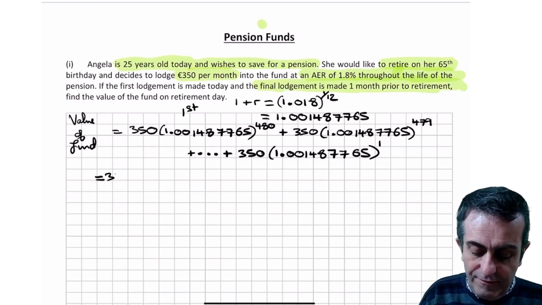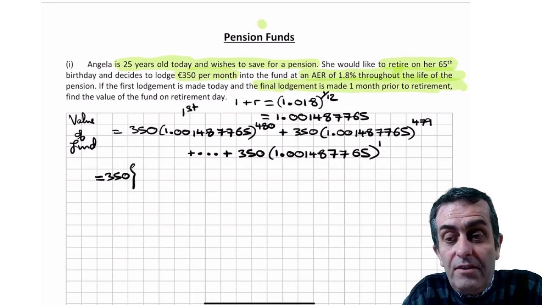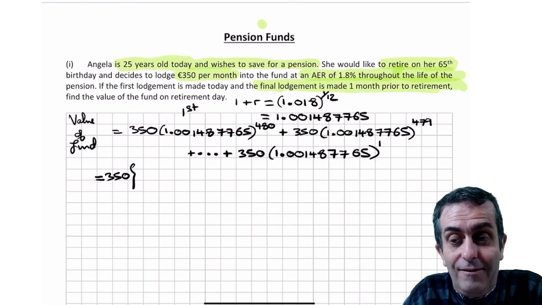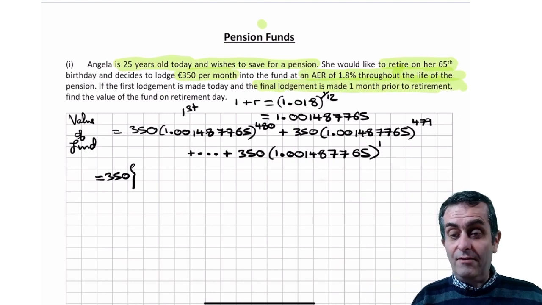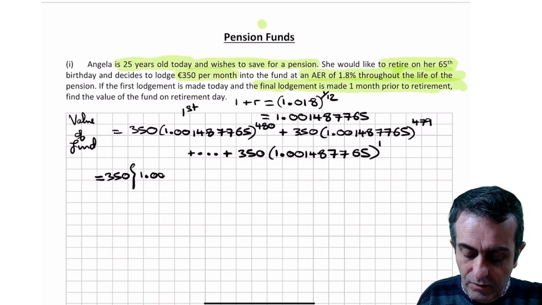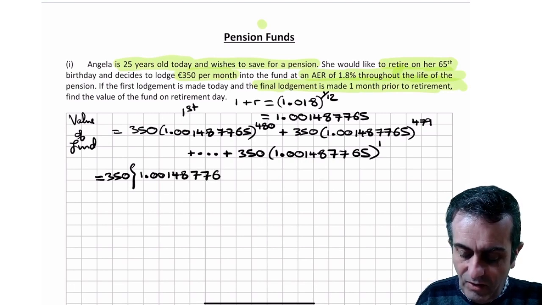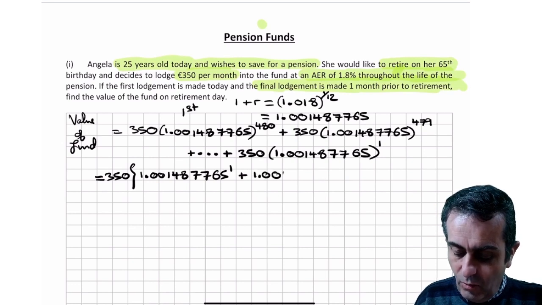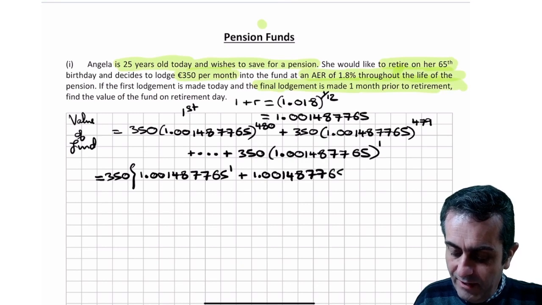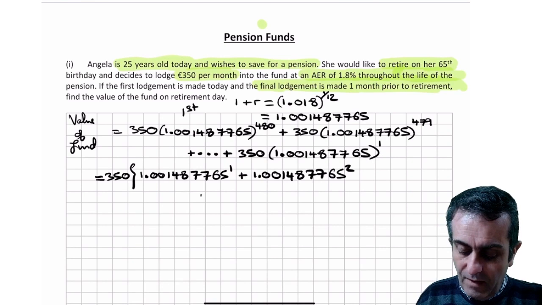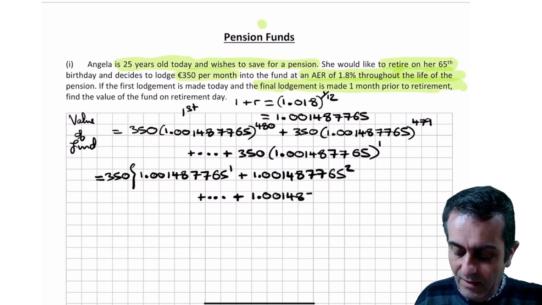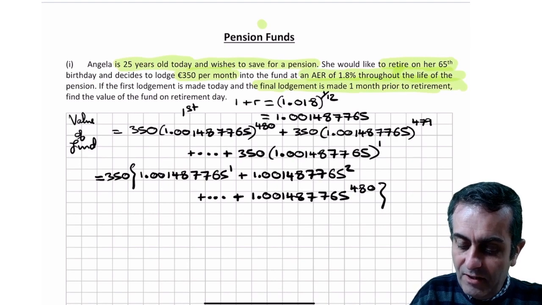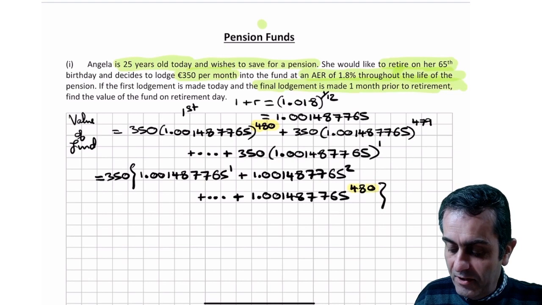Now we're in the exact same situation that we were in before. We take out our common 350. We can see we have a 350 in every term. And then we're going to reverse the order of the terms, purely so the powers rise instead of fall. It's just more visually appealing to see the powers rising instead of going down. So it's going to be 1.001487765 to the power of 1. You're reversing the order, so the last part goes first, plus 1.001487765 squared, because remember you're reversing, so now the powers are going up, and then plus plus plus all the way until the very last one, which is going to be 1.001487765 to the power of 480. Remember, we are reversing the order of the powers, so 480 was first, it's now last.